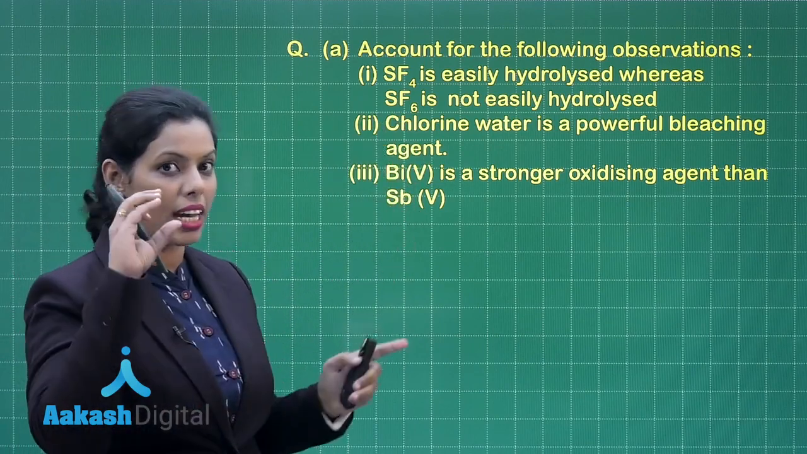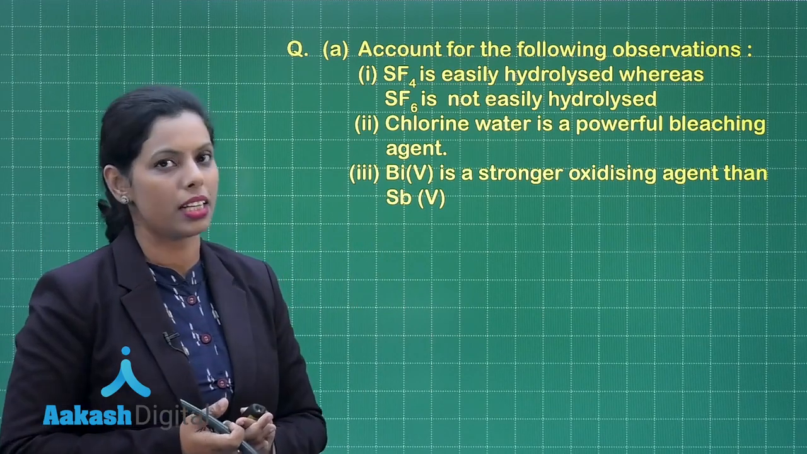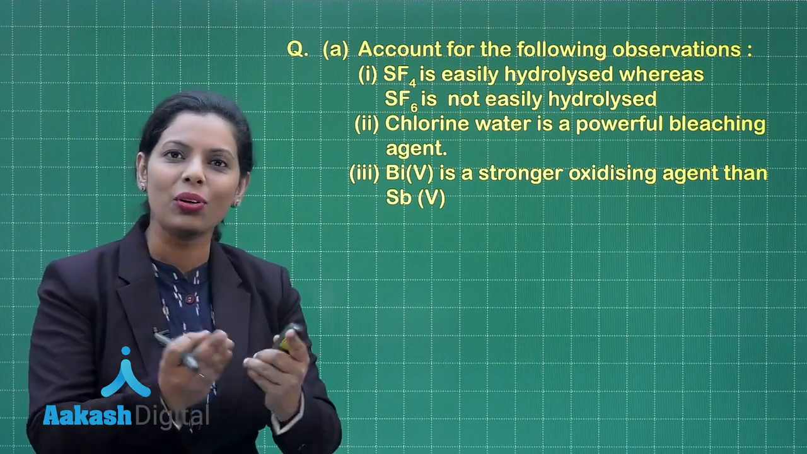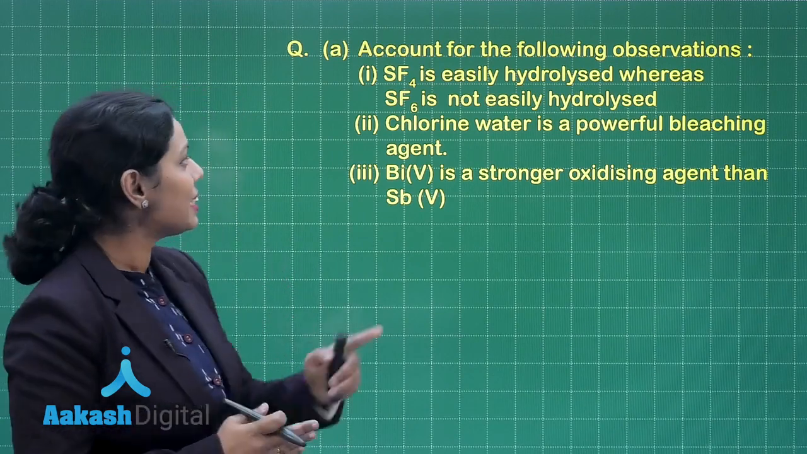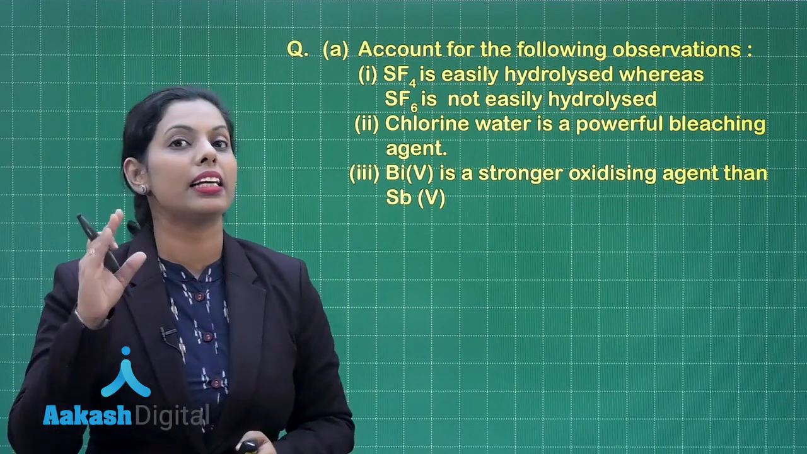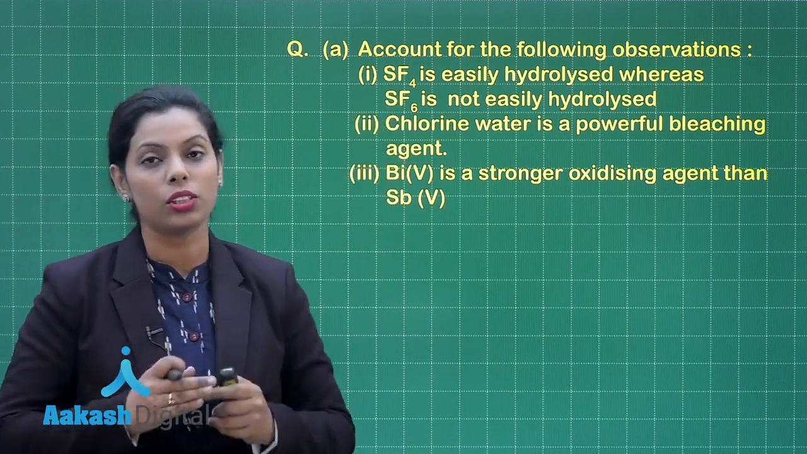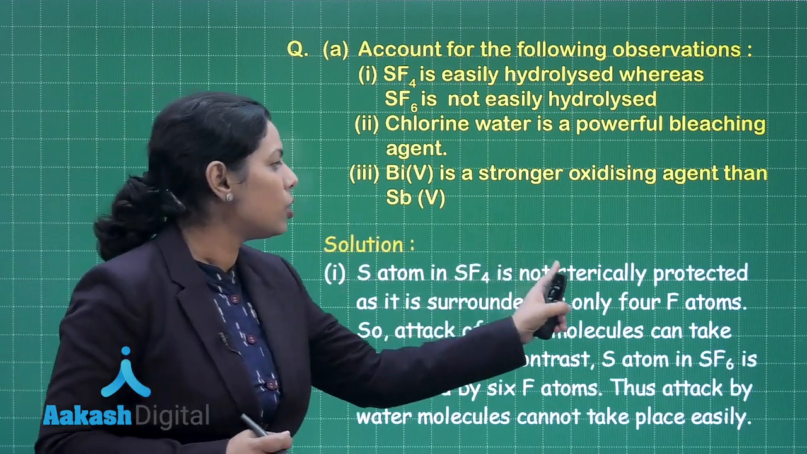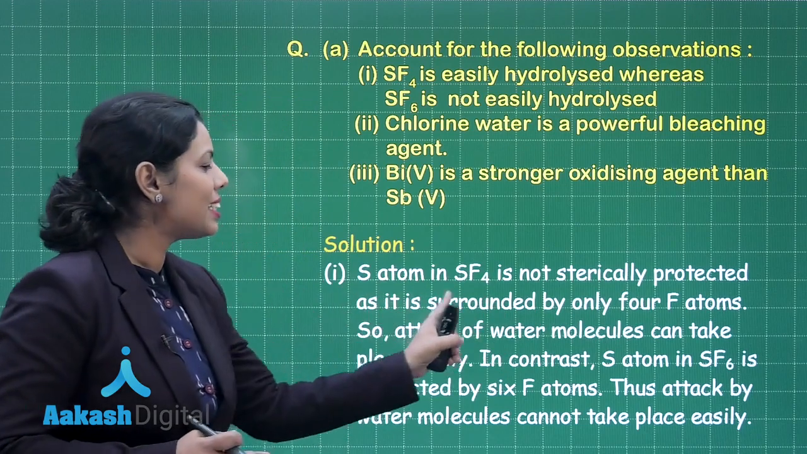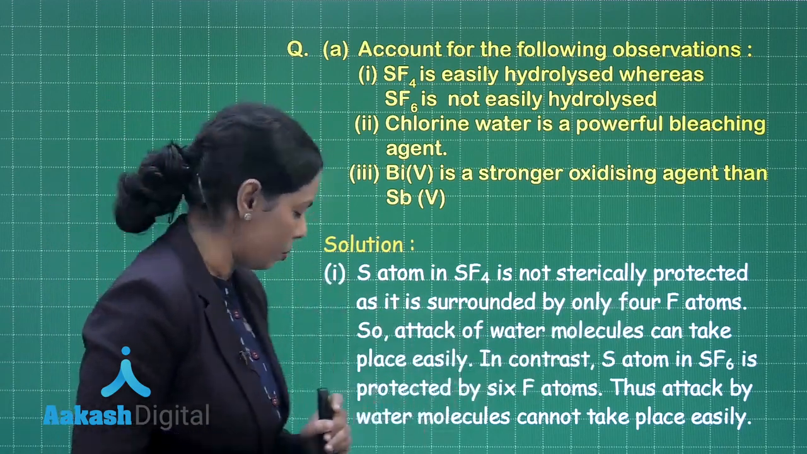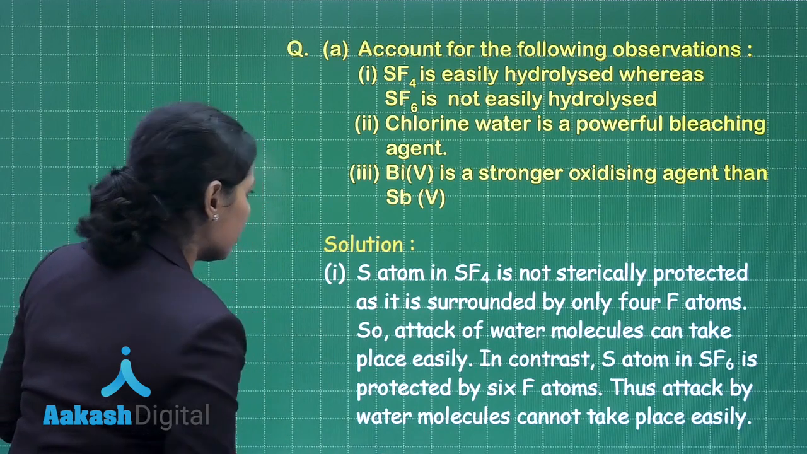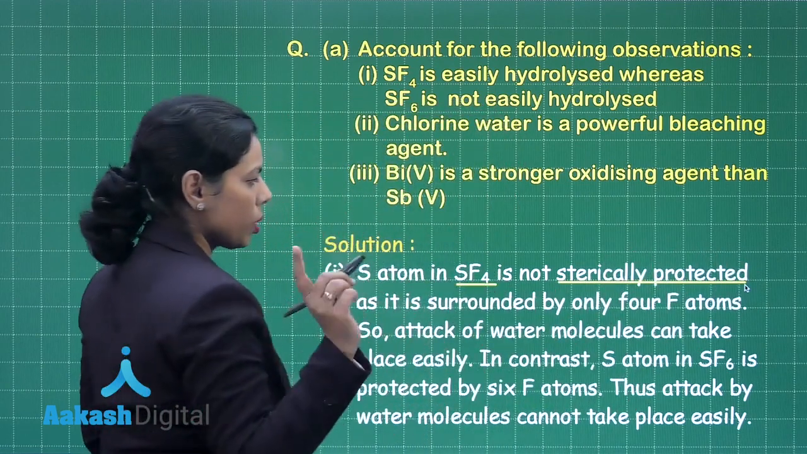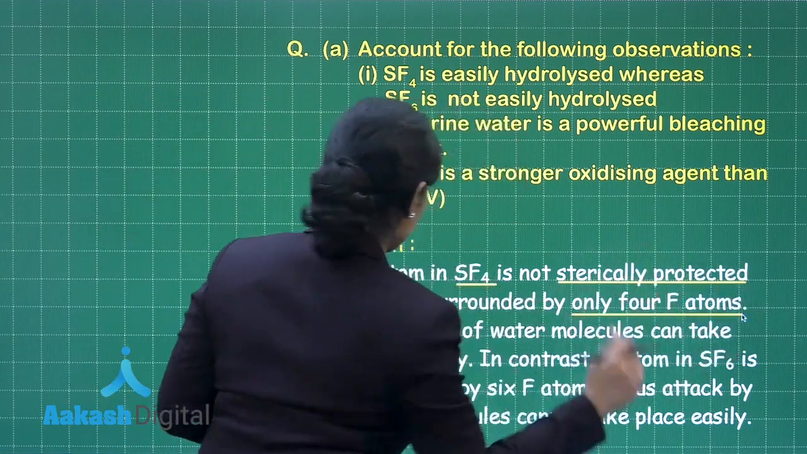In SF4, you can clearly see the sulfur atom is there, and 4 fluorine atoms are present around it. And if I talk about SF6, the sulfur atom is centrally located and 6 fluorine atoms are present there. In this case, SF6 is more sterically hindered, while in case of SF4 that is not so. So we can answer this question as: the sulfur atom in SF4 is not sterically protected as it is surrounded by only 4 fluorine atoms.